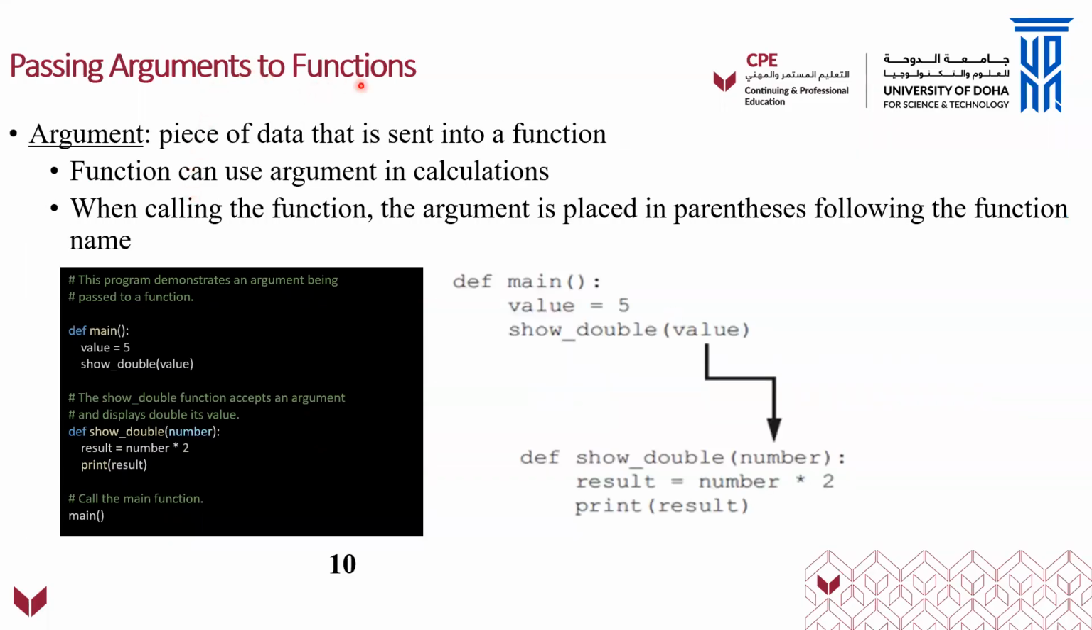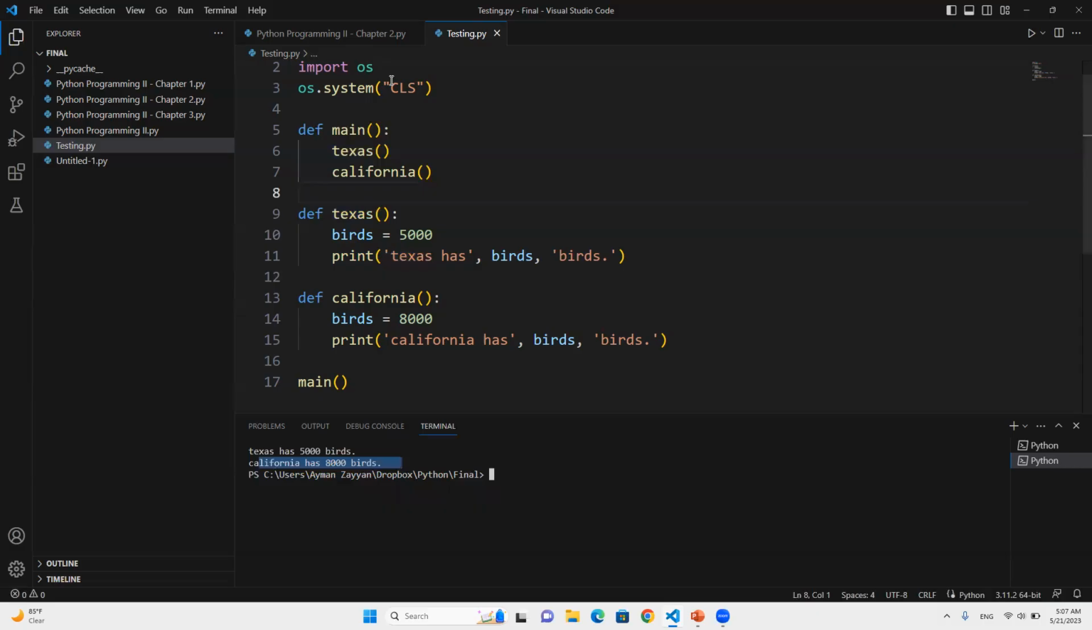Passing arguments to functions. So what is an argument? An argument is a piece of data that is sent into a function. A function can use an argument in calculation. And when calling the function, the argument is placed in parentheses following the function name. Okay, so let's move to the practice exercise over here.